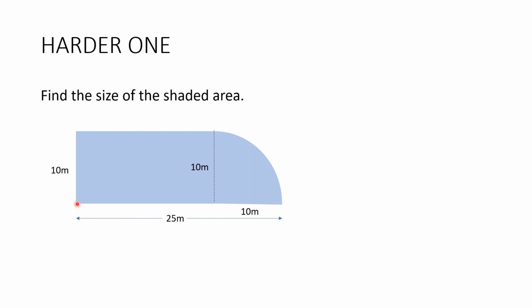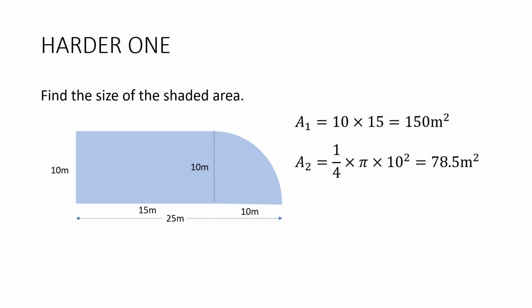So can you figure this part out here? This must be 25, take away 10, which is 15. Okay, we're ready to go. So area 1 is my rectangle. It is going to be 15 times 10, which is 150 meters squared. And area 2 is going to be this quadrant, which is going to be 1/4 times pi times r squared. Put it in the calculator, I get 78.5 meters squared. And my total area, I have to add those two together, and I get 228.5 meters squared.